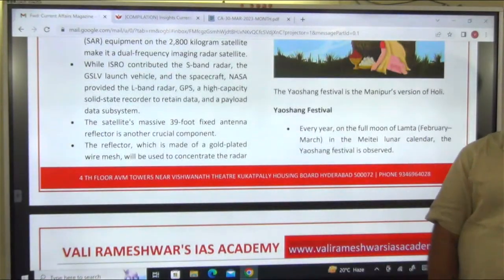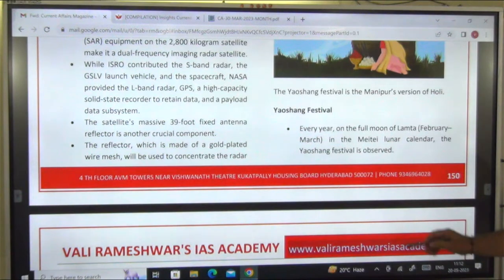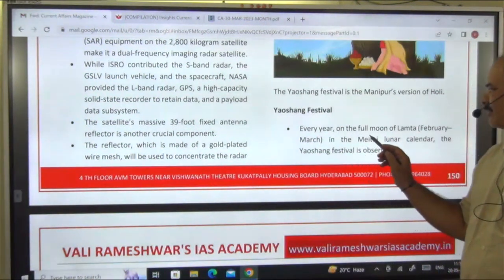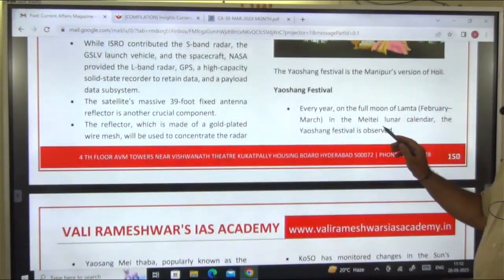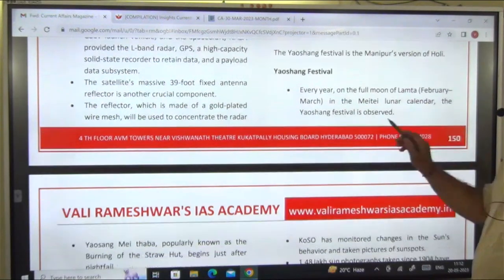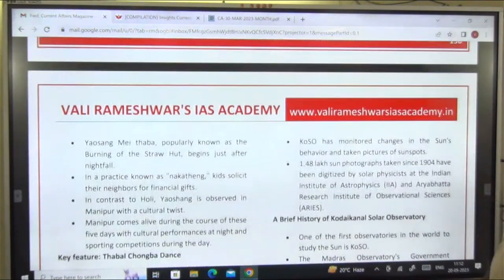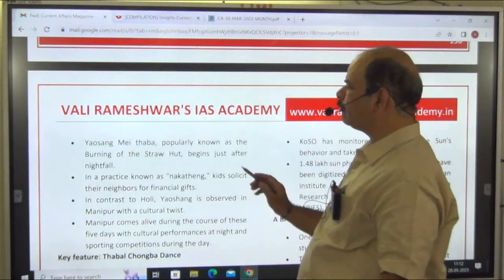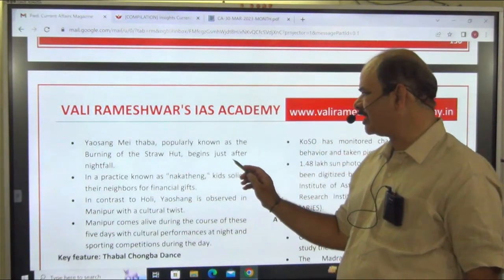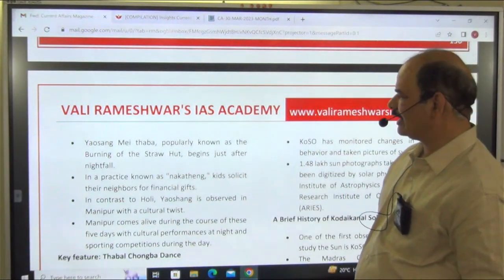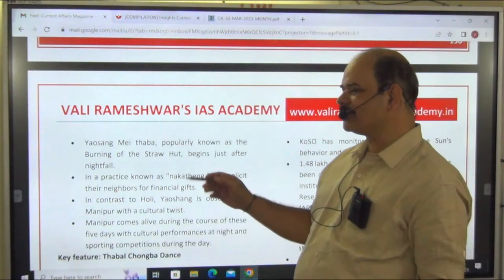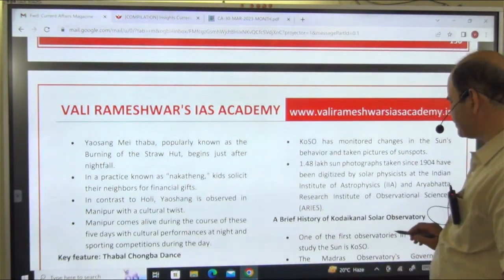Time and again festivals will appear in the paper. Yaoshang festival: every year on the full moon of Lamta in the Meitei lunar calendar, the Yaoshang festival is observed. Yaoshang Mei Thaba, popularly known as the burning of the straw hut, begins just after nightfall. It is a practice of Manipuri tribes.